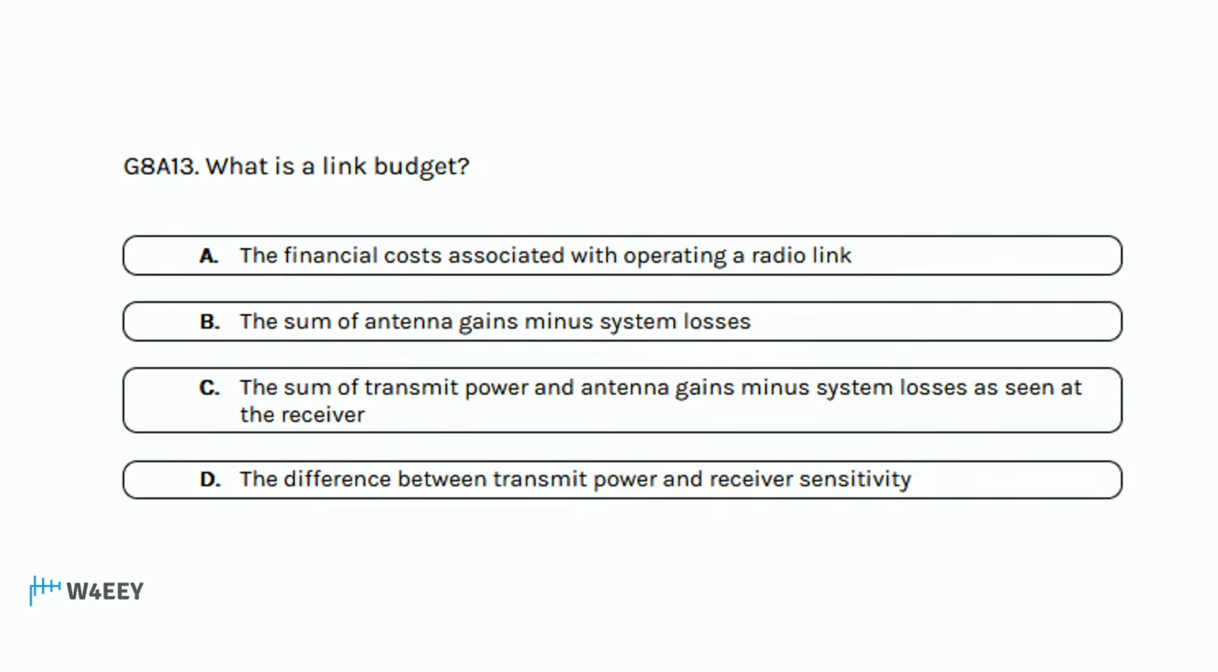And what is a link budget? Charlie. It is. Yeah, it's Charlie. The link budget is the sum of transmitter power and antenna gains minus system losses as seen at the receiver. When in doubt, sometimes the longest answer is the right one. Students have told us that.